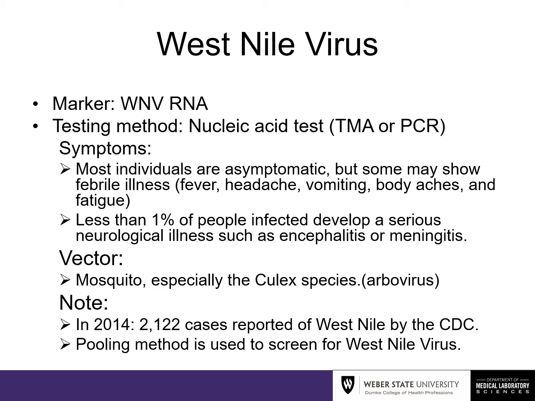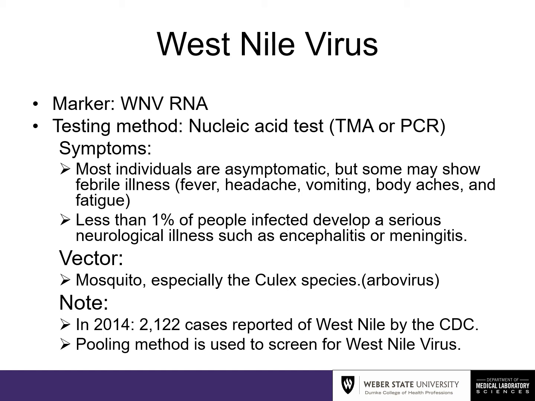So we're going to be discussing West Nile virus. The marker we're looking for is West Nile virus RNA. We don't want to look for antibodies on this one. The testing method, and only testing method, is nucleic acid. This can utilize transcription mediated amplification or PCR.